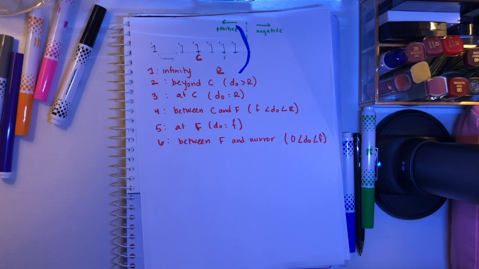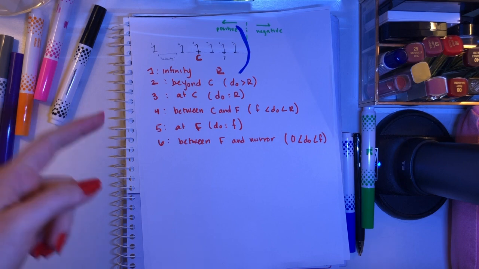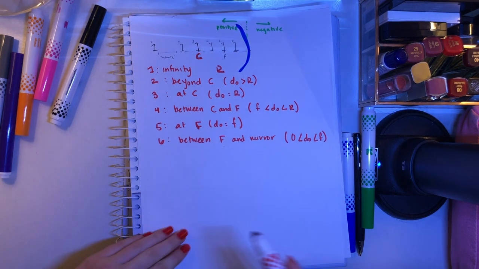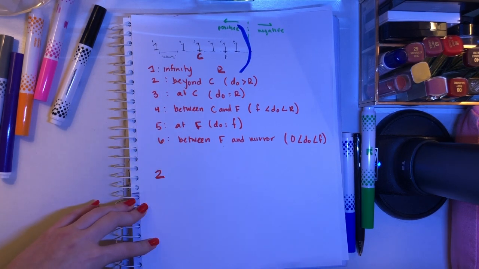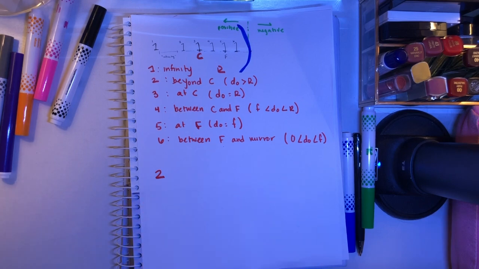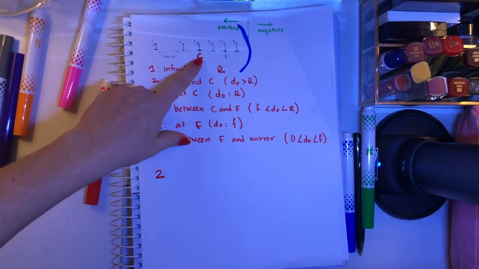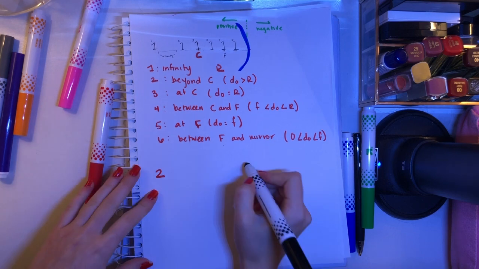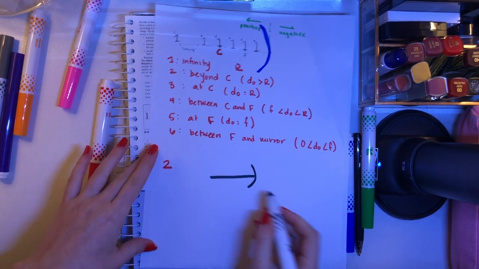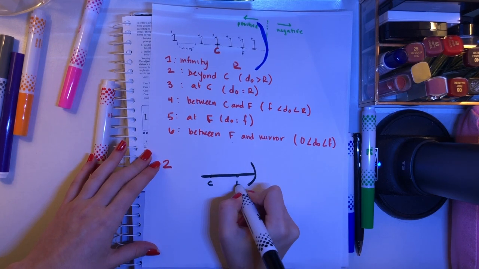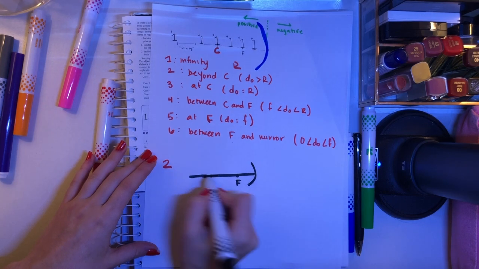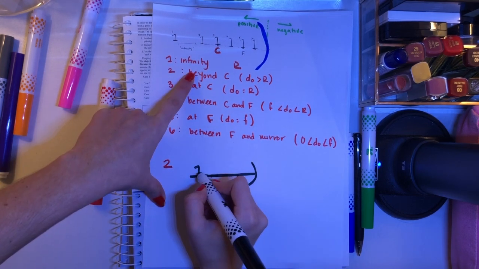Okay, so now we're going to use these possible object locations and our rays to figure out how and where the image would be reflected. So let's start with case number 2, where we have an object that's located somewhere beyond the center of curvature. I have my mirror, the principal axis, and I'm going to say this is my center of curvature and my focal point. And I want to say that my object is beyond C.